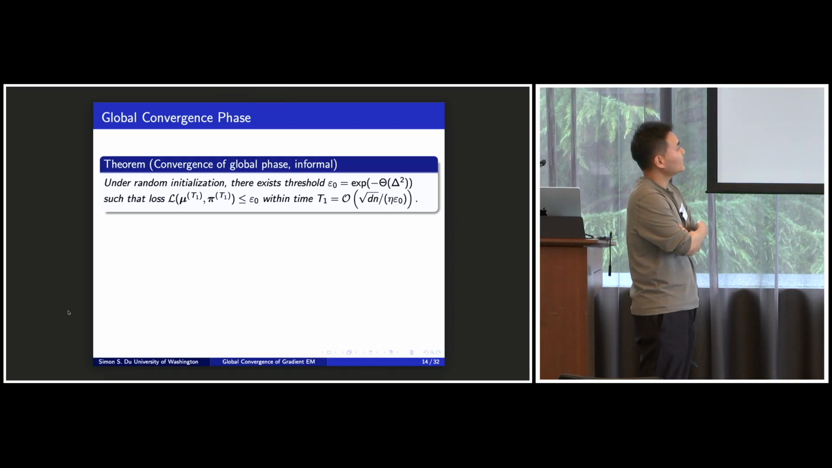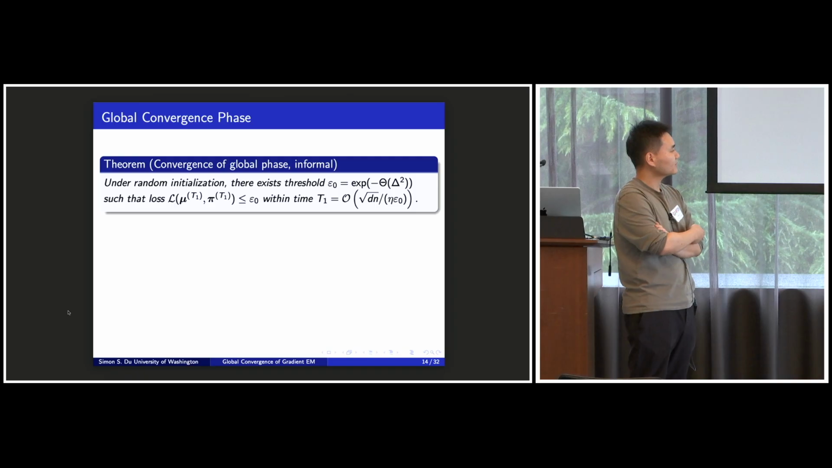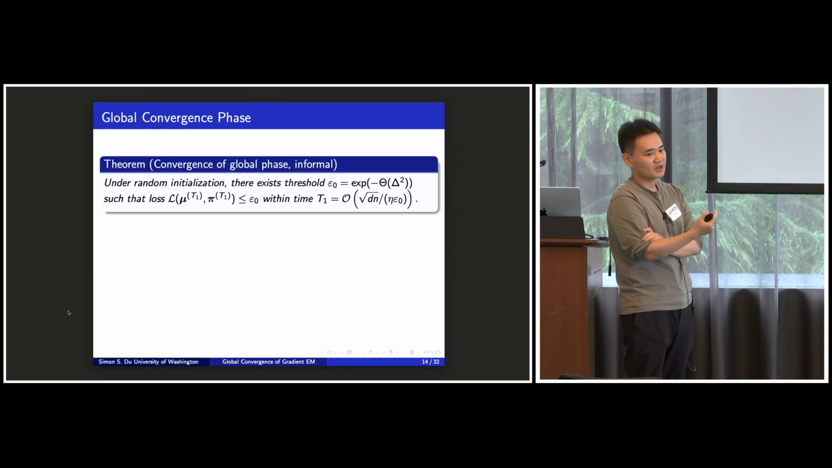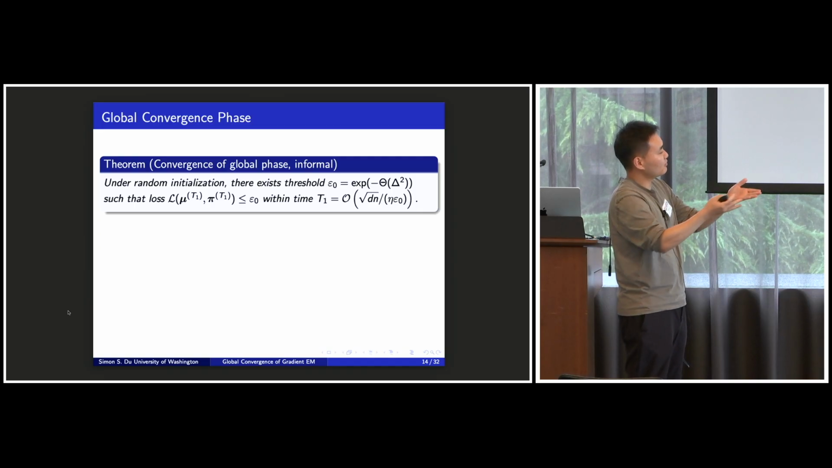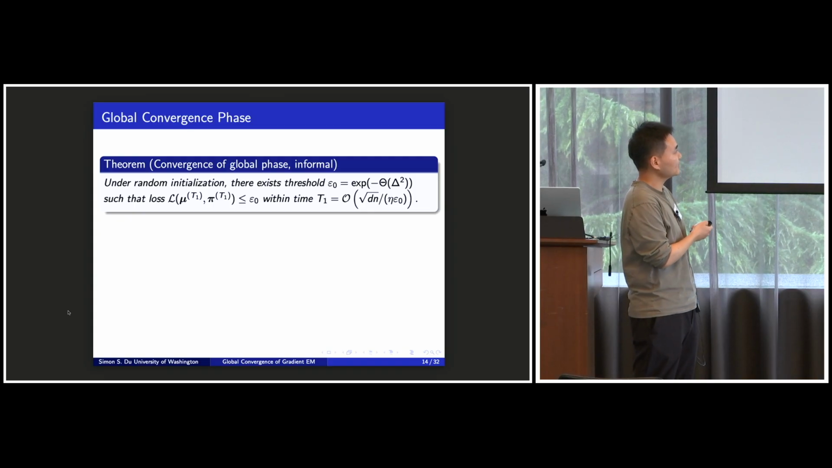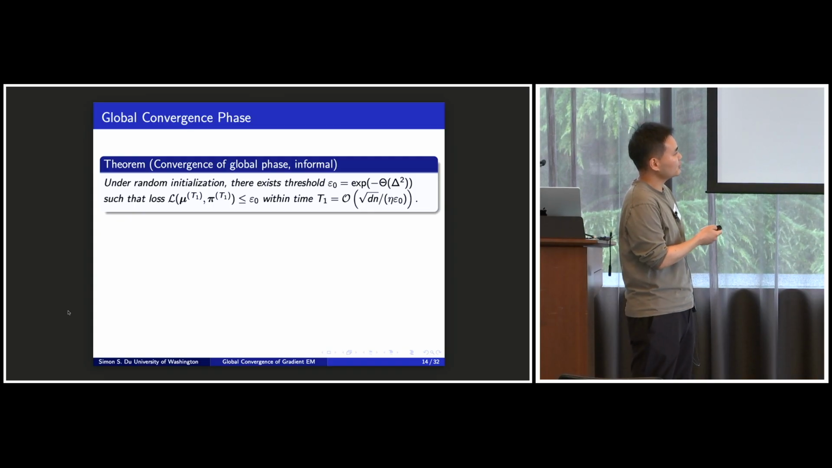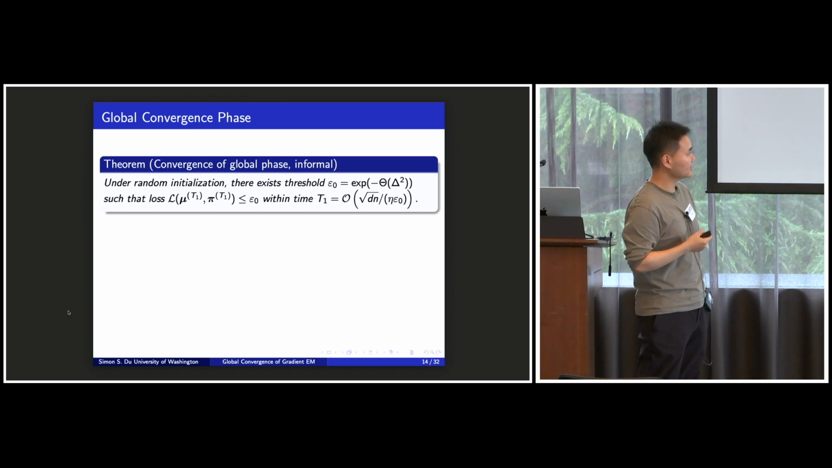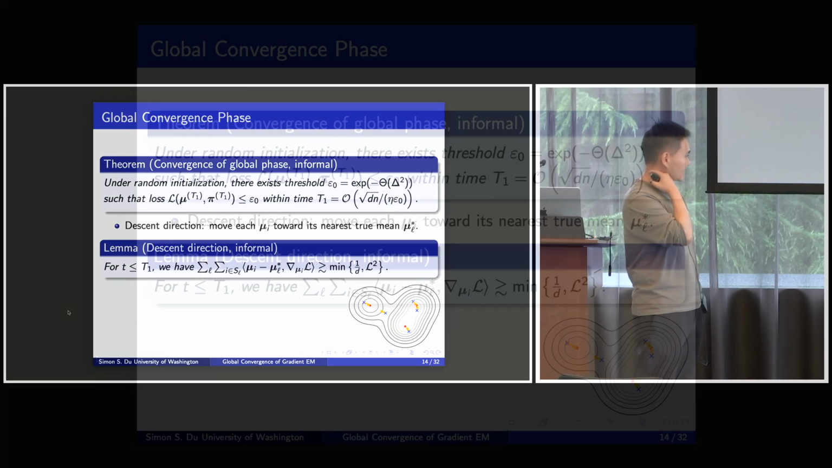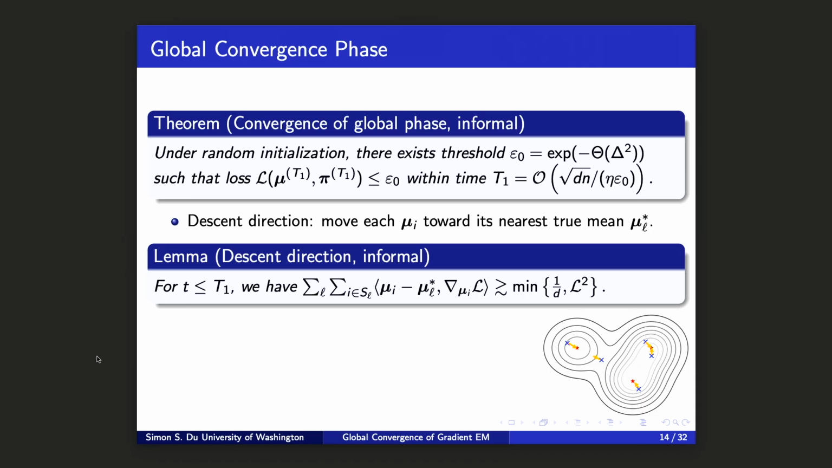So here's our result for the global phase. Our threshold is just like exponential of minus separation squared. So basically it's converting to the very local phase. That's our first phase target. And our result is saying that after this number of iterations, where eta is the step size, you can converge to losses below this threshold.